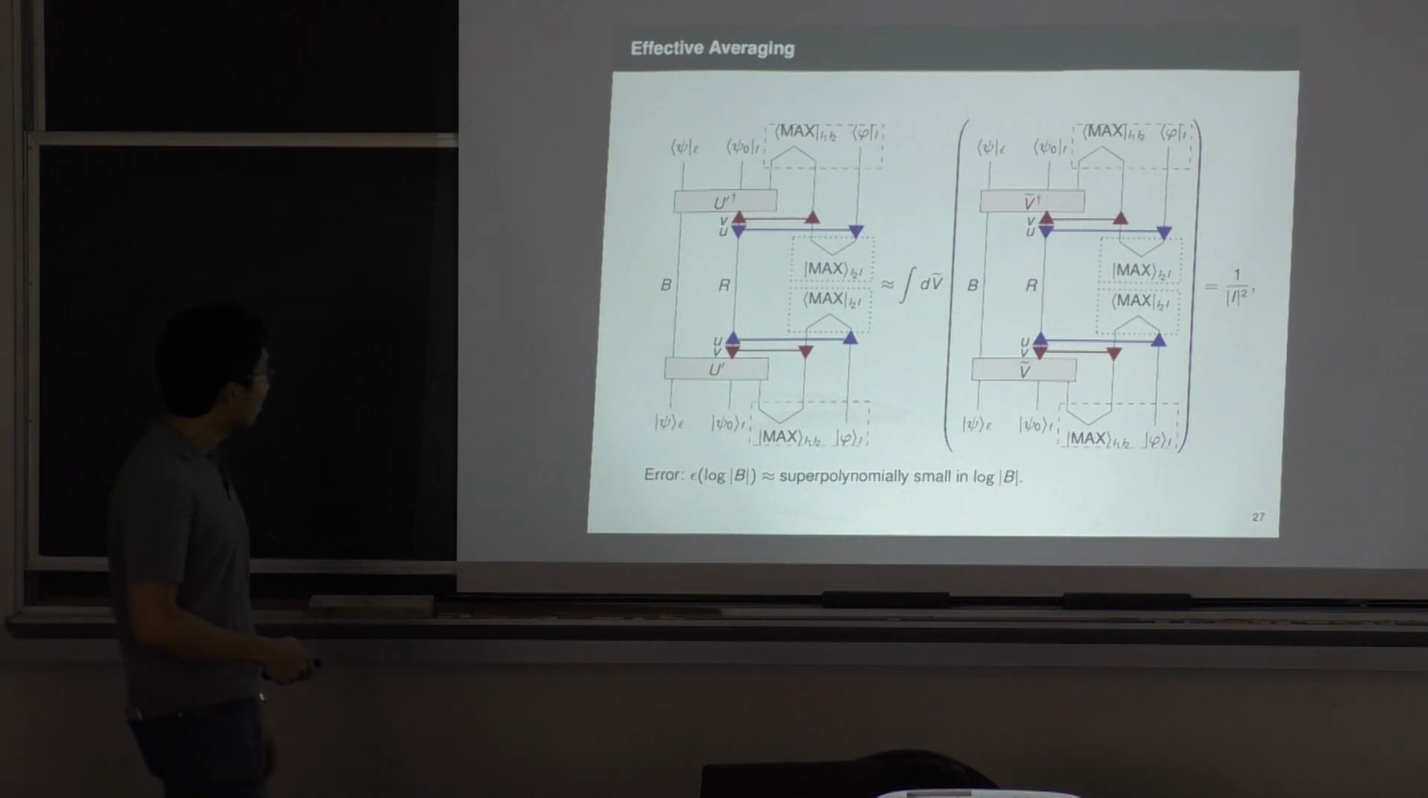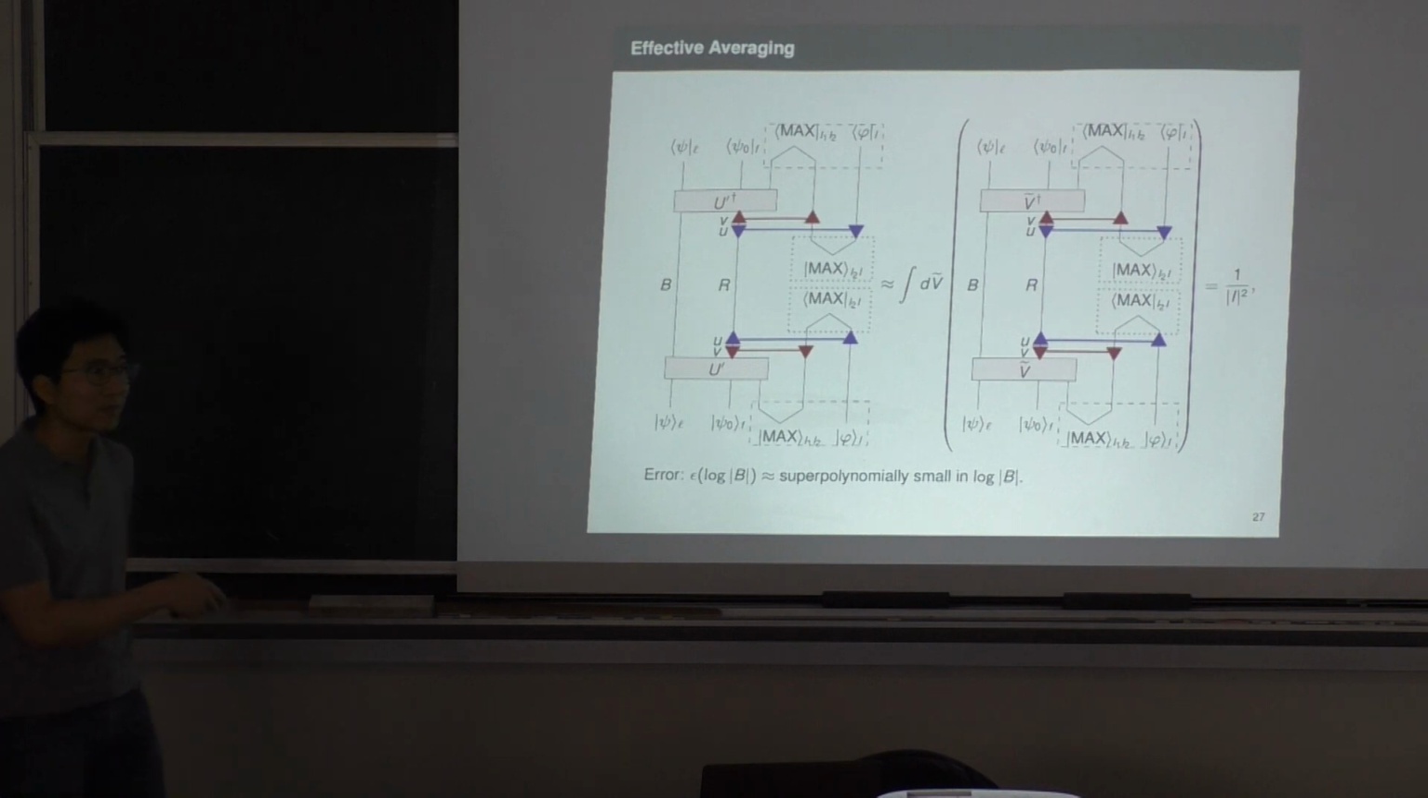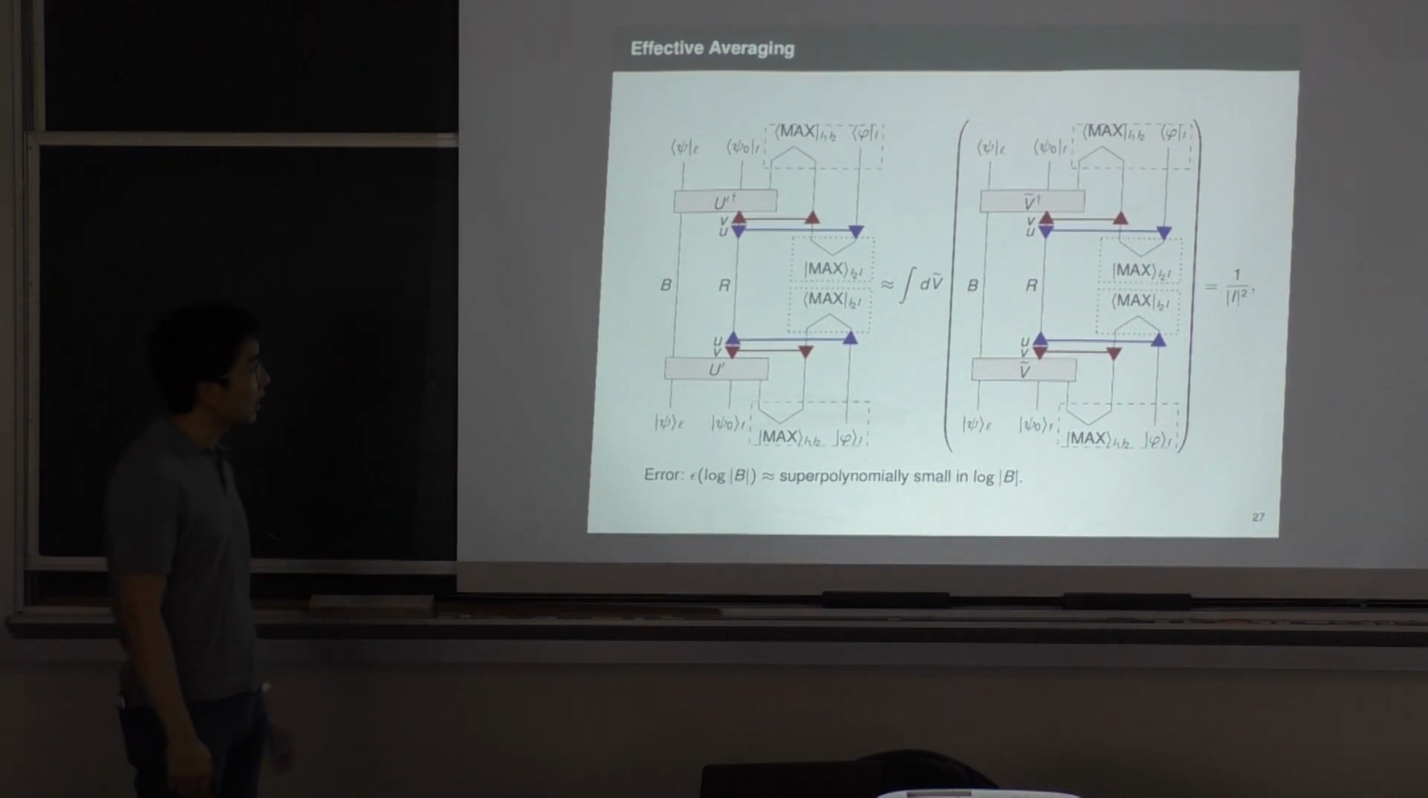And by our assumption about the pseudo-randomness of U prime, we can replace this entire tensor network with a version in which U prime is replaced by an average over random unitaries V, a fundamental unitary. And there, now you can just do the averaging explicitly on the right-hand side to get the result. And that turns out to be 1 over I squared.